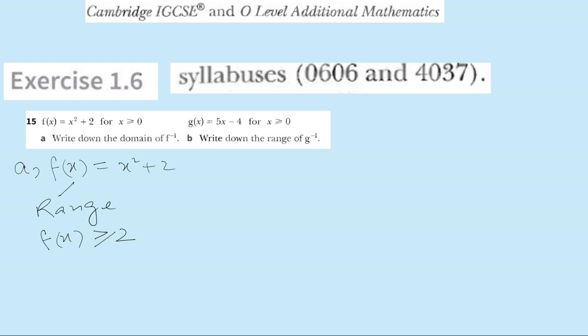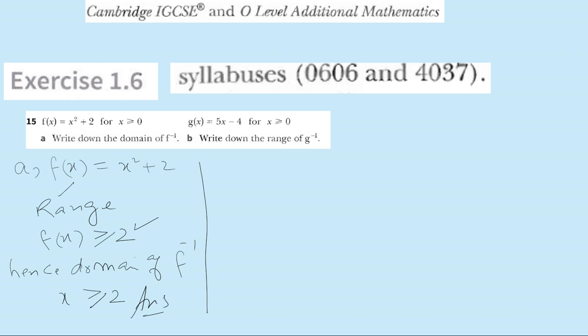What is the requirement? Write down the domain of f inverse. Hence, the domain of f inverse is the range of f. The range of f is f(x) greater than or equal to 2. Therefore, the domain of f inverse is x greater than or equal to 2. That is the answer of part A. I hope you completely understand.